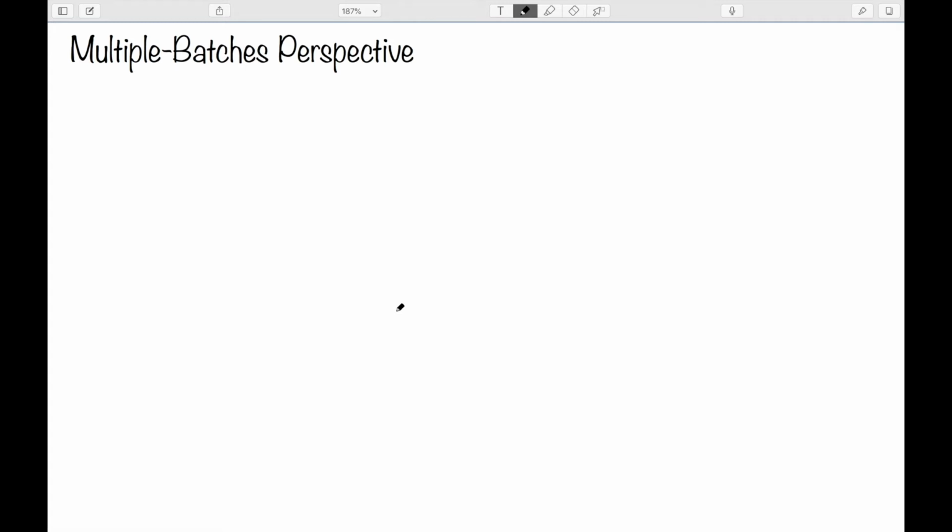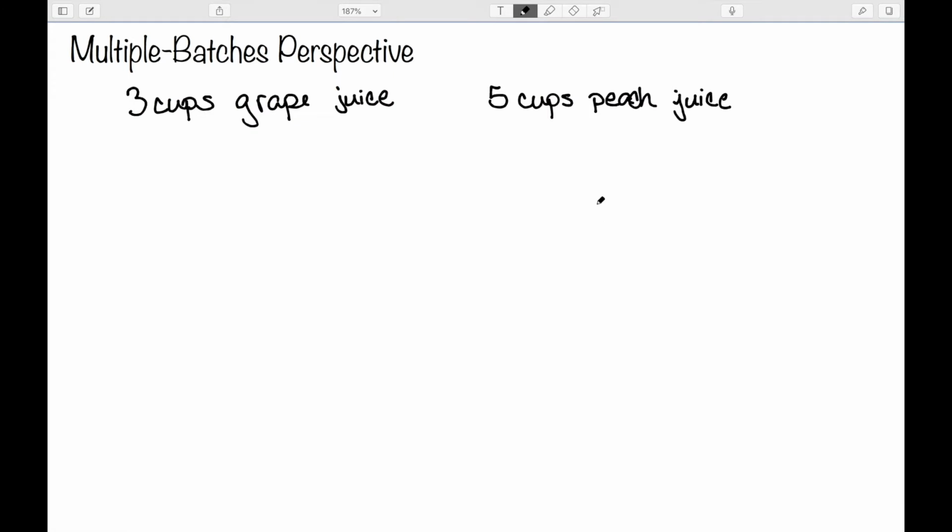In this video, I want to look at defining ratios from what's known as the multiple batches perspective. So what does it mean for two quantities to be in a specific ratio? Well, let's suppose we have a mixture. This mixture consists of 3 cups of grape juice and 5 cups of peach juice. So the question we want to know is what other amounts of grape and peach juice will make a mixture of the same flavor and color?